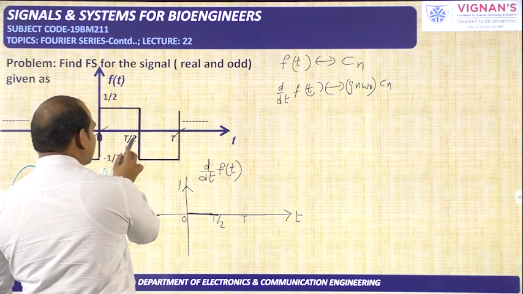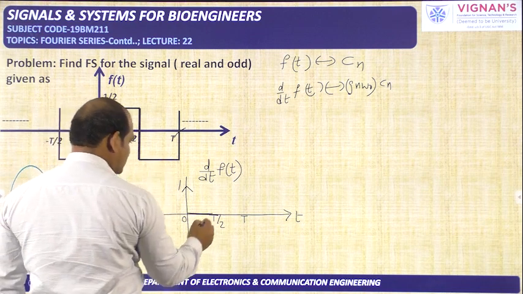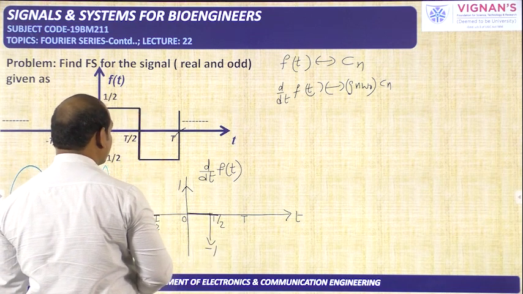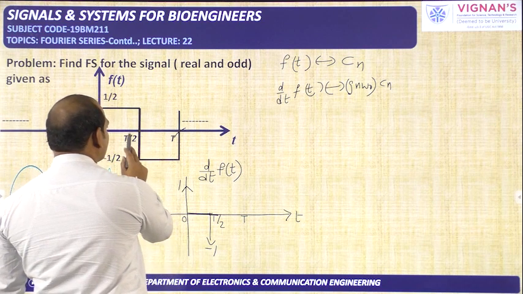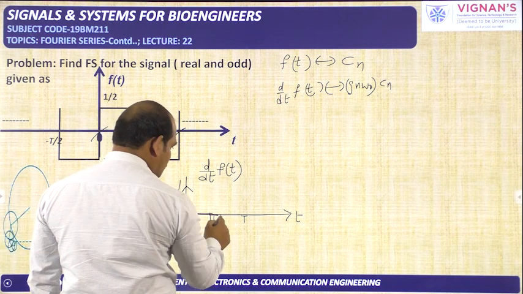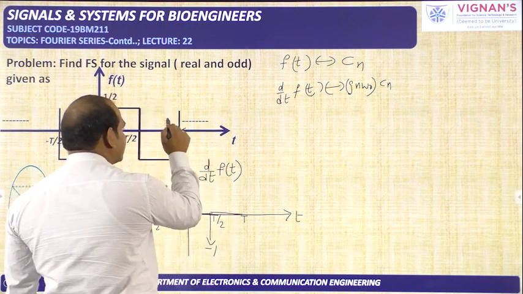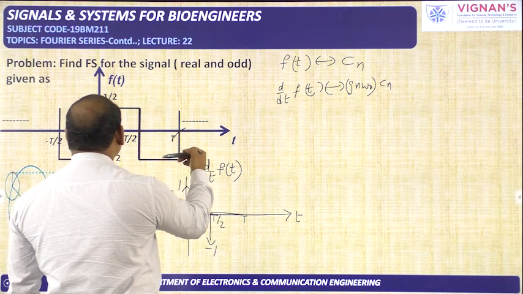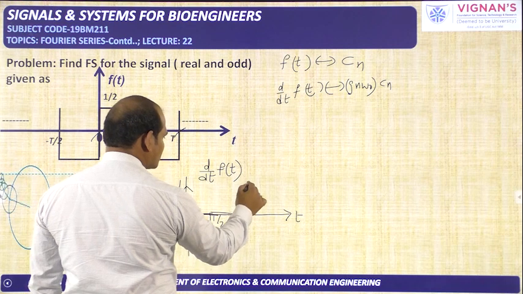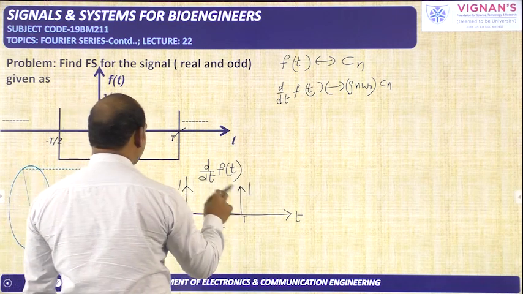Exactly at t equal to T/2, a discontinuity is there, from 1/2 to -1/2. So you will get an impulse with a strength of -1. When t changes from T/2 to T, the amplitude is -1/2. If you do the differentiation, you will get 0, and at t equal to T there is a discontinuity with the amplitude changing from -1/2 to +1/2. So the differentiation of the discontinuity is an impulse.